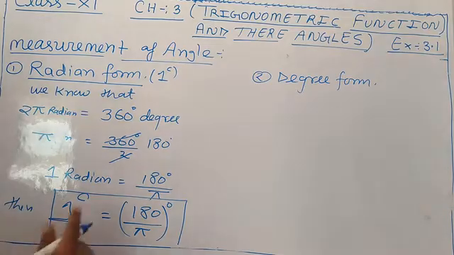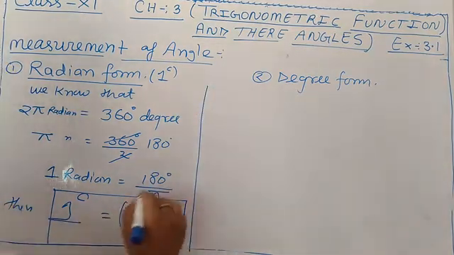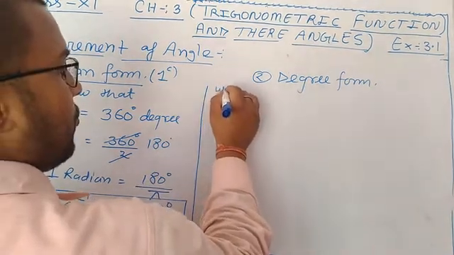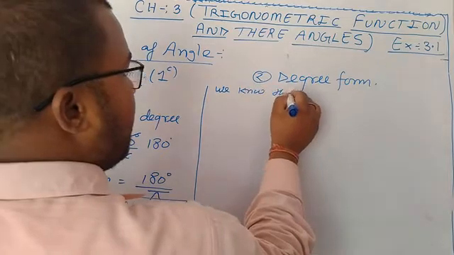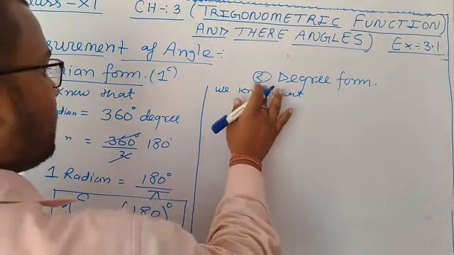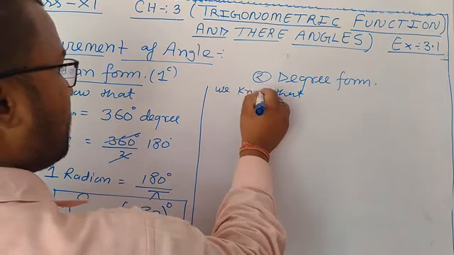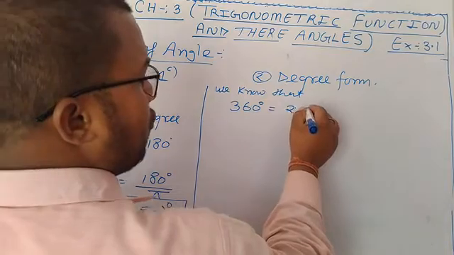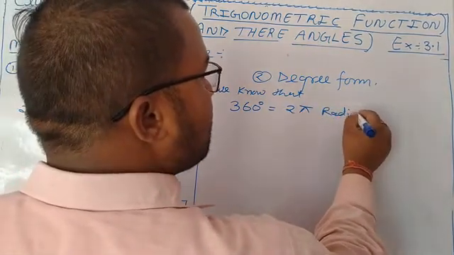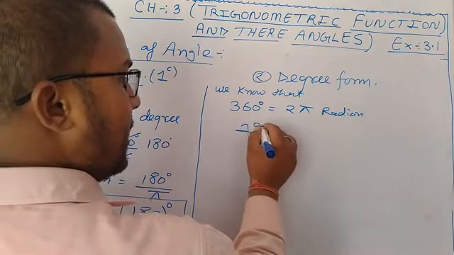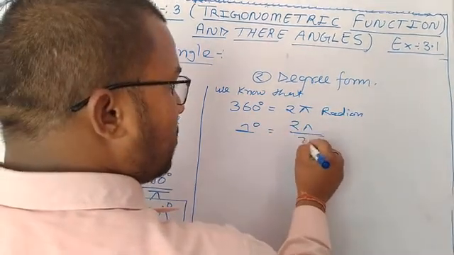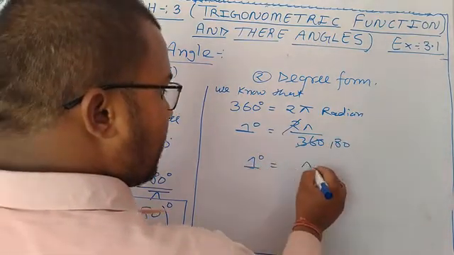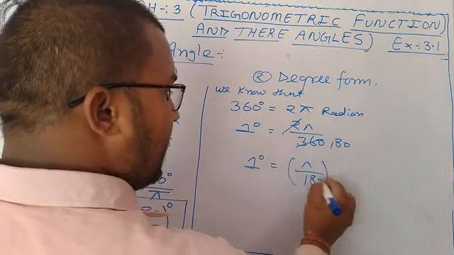Okay students, second, degree form. We know that 360 degrees is equal to 2 pi radians. So 1 degree is equal to 2 pi upon 360. Cancel out, 1 degree is equal to pi upon 180 radian.